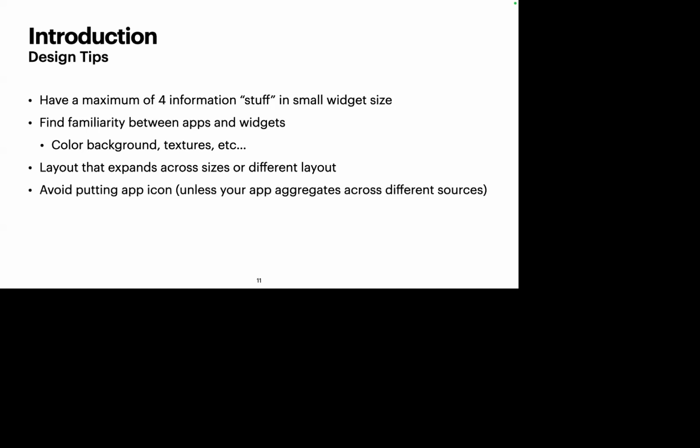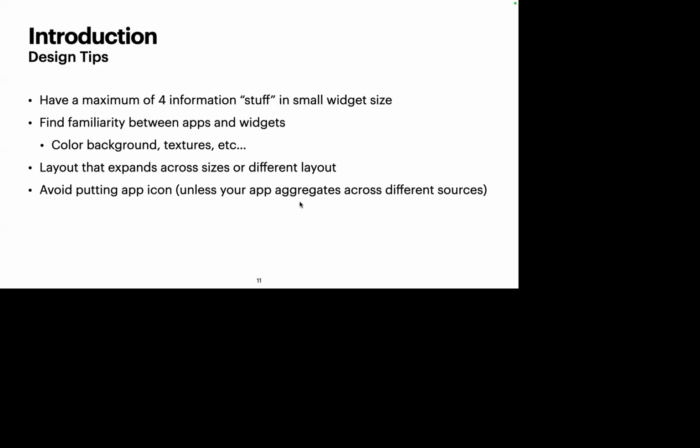You want to avoid putting your app icon into your widgets unless your app aggregates across different sources. So what does that mean? In the Apple News widget, you will see that there is the Apple News icon in the top right. The reason for that is because Apple News collects a lot of information from different sources, for example, different newspapers, different magazines. And so, for consistency in telling the user what it is, you can put an app icon somewhere in the widget to tell the user that, hey, this is the news app.